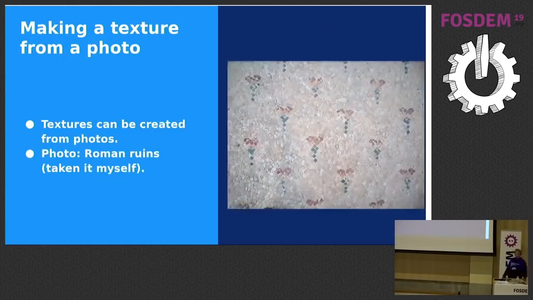I will explain how to make a texture from a photo. You can do this both, I think, in Gimp and Krita. Gimp is probably better suited for photo manipulation. Here's an example. I took this picture myself. I was at some Roman ruins while visiting Europe. So I took this picture of, I think, this floor, which is pretty old. I thought this was going to be a nice texture some day. This was like 10 years old, but I will use it to show you how you can make it into a texture.